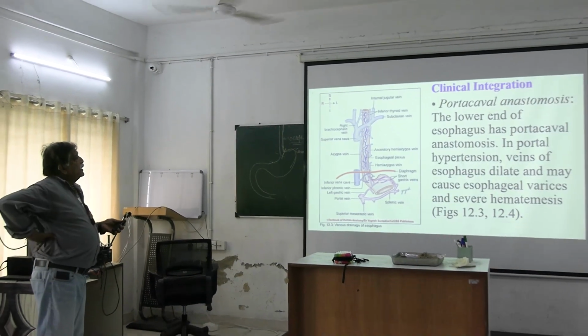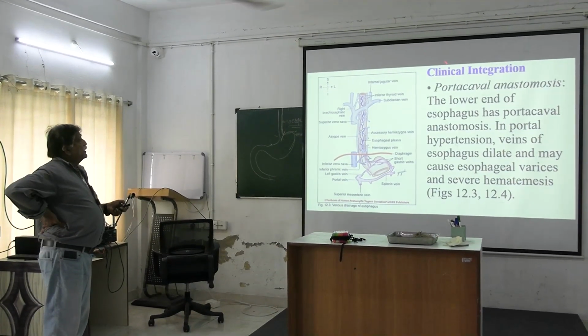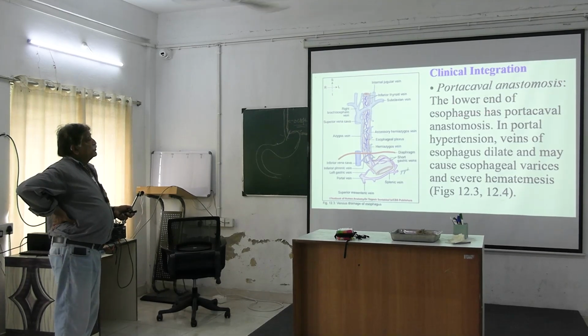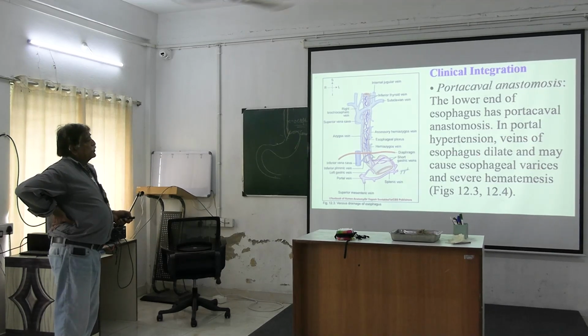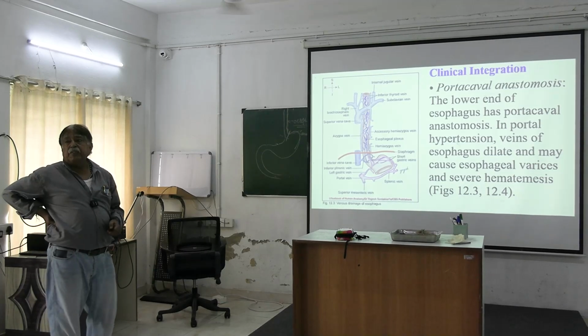Now you can see the portacaval anastomosis. The lower end of the esophagus has portacaval anastomosis in portal hypertension. This is important. Veins of the esophagus dilate and may cause esophageal varices and severe hematemesis.